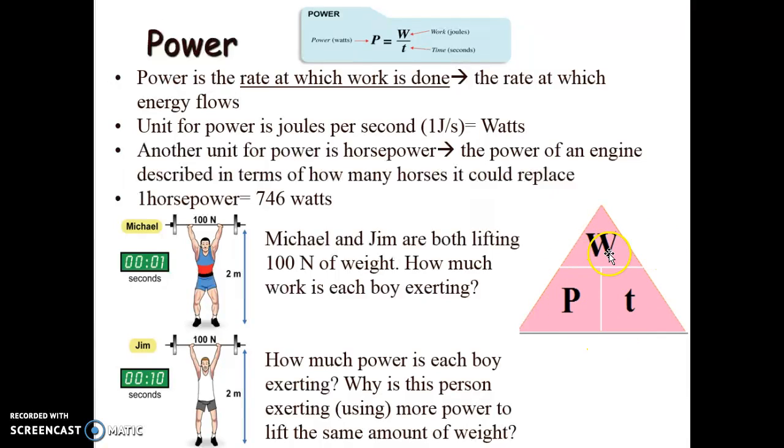Again, here you have your triangle. You can solve for power, which is work divided by time. You can solve for time, which would be work divided by power, and work would also be power times time.